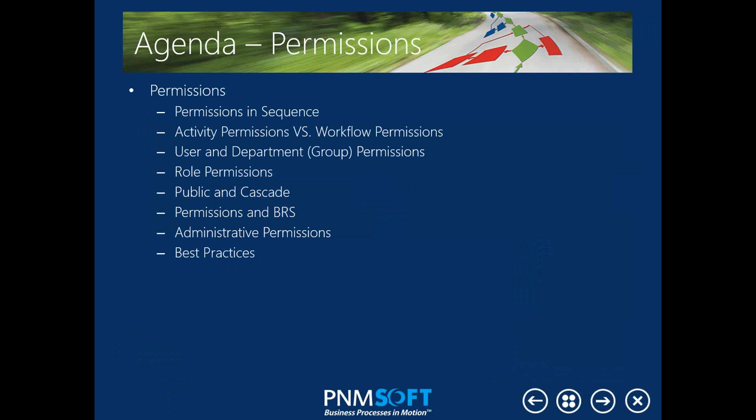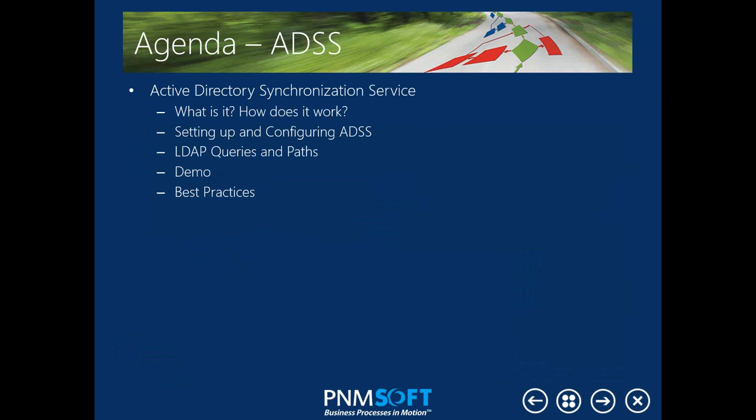We'll discuss what permissions are in Sequence and how they work. We'll see the difference between permissions on the activity level and permissions on the workflow level. We'll see the differences between user-specific permissions and department or group permissions. Role permissions, what are public and Cascade? What do permissions have to do with the BRS, the background runtime service? A little bit about administrative permissions, and then we'll cover some best practices for permissions. I'll pause for a demo on each of these subjects.